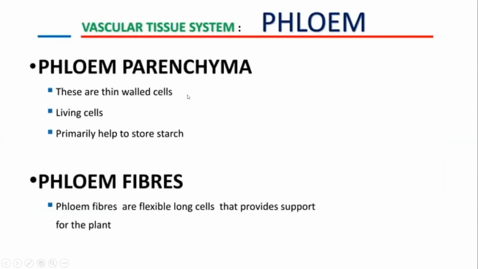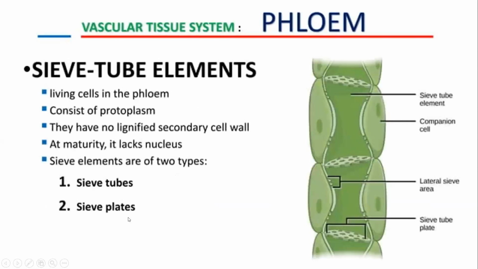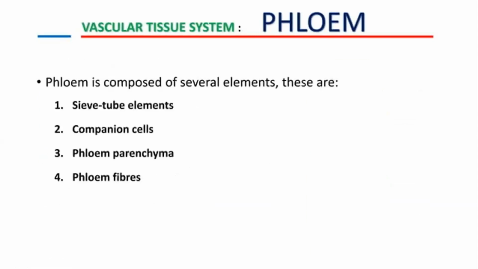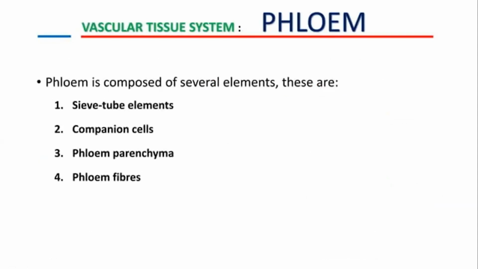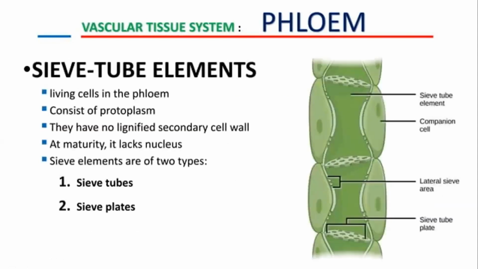Next one is the phloem parenchyma. These are also thin walled, living cells, and primarily help in storing starch. Next one is the phloem fibers. Phloem fibers are flexible, long cells that provide support for the plant. In xylem, only xylem parenchyma is made of living cells and all others are dead cells, whereas in the phloem, only phloem fibers are dead cells and the remaining are living cells.